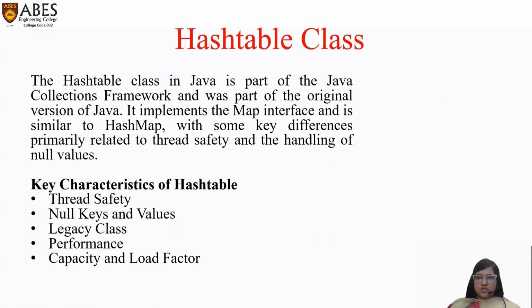Next we have the Hashtable class. The Hashtable class in Java is a part of the Java collection framework and was part of the original version of Java, meaning the initial version of Java. It uses a map interface and is similar to the HashMap. Its differences are primarily related to thread safety and the handling of null values.